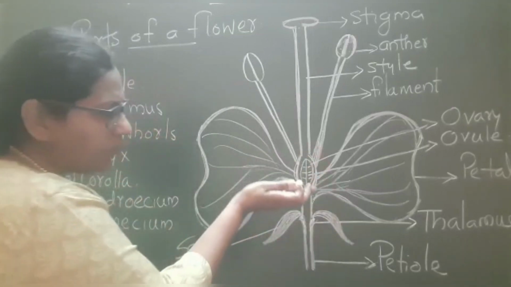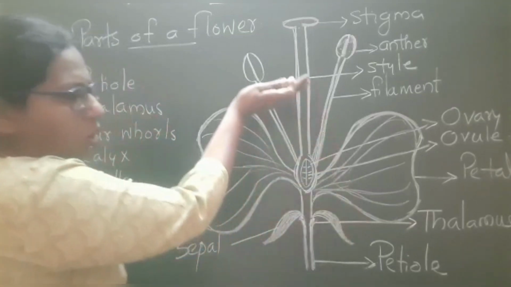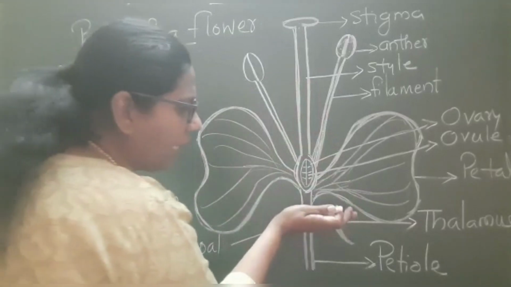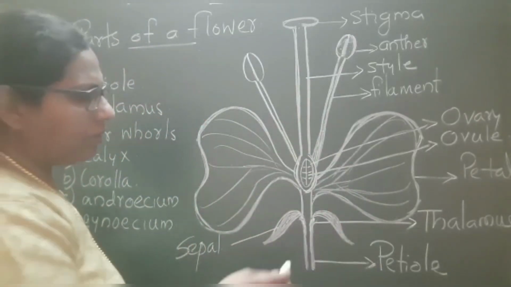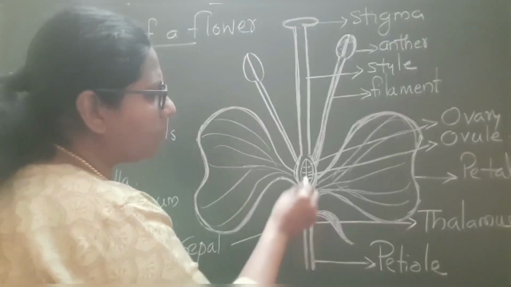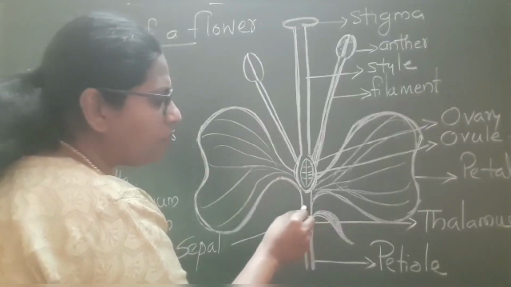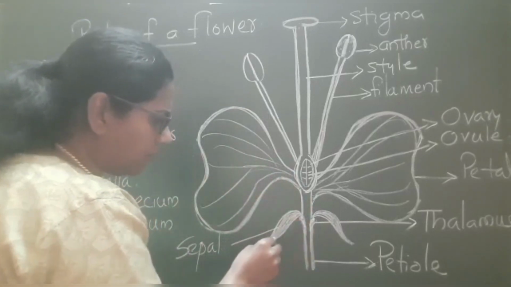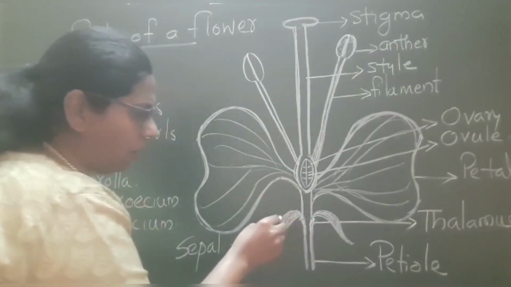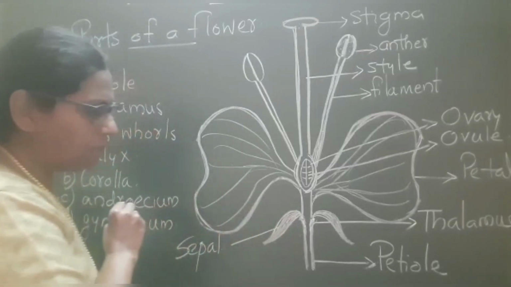Above the thalamus, all 4 whorls of the flower are there. The first whorl of the flower is sepal.